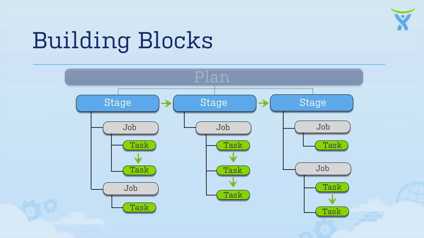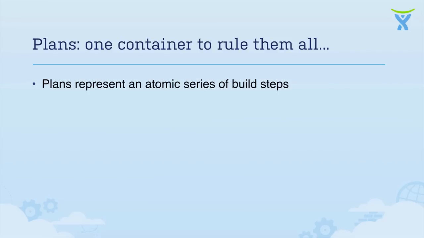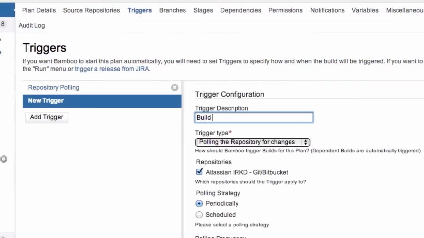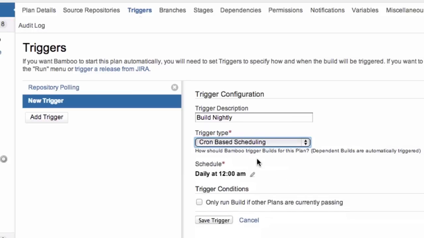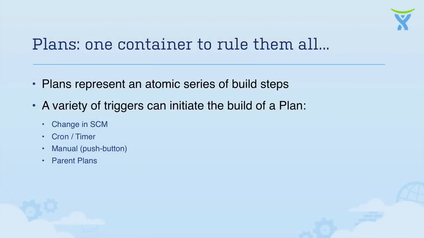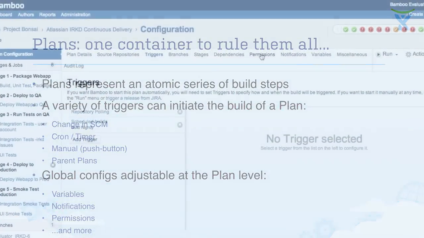Stages execute sequentially inside their container, which is called a plan. The plan is your whole build pipeline from start to finish. Plans can be triggered by changes to source control, they can be scheduled to run at certain intervals, or run only when a human comes along and pushes the go button. Plans also have parent-child relationships, where the successful completion of the parent plan triggers the start of one or more child plans. You can also override a handful of global configurations on a per-plan basis to fine-tune them.